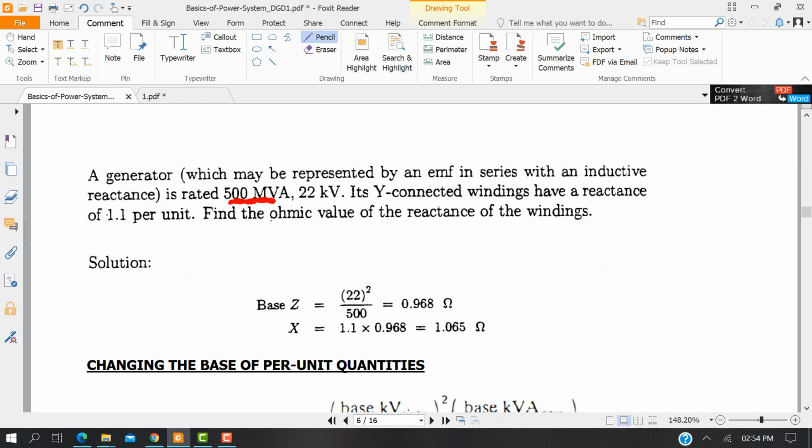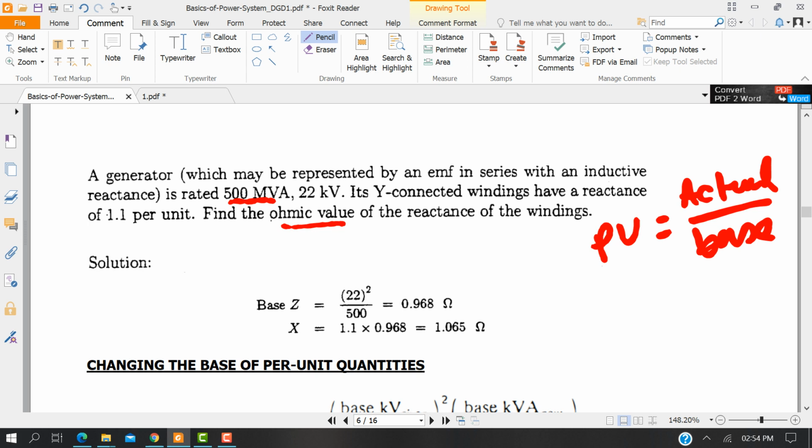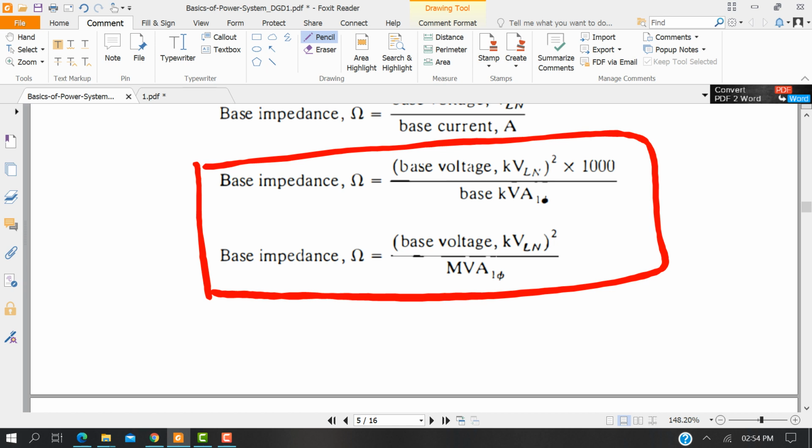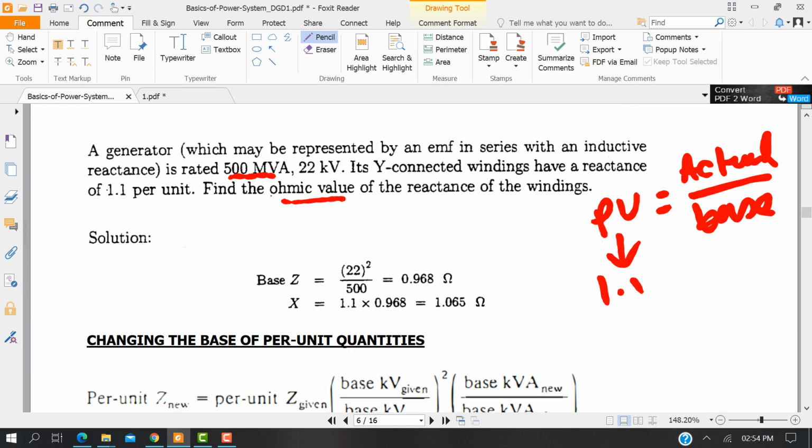So we have to find the ohmic value, I mean the actual value. We know per unit equals actual divided by base. First of all we have this value, 1.1, and the base impedance can be expressed as kV squared over MVA. Here kV is 12 kV and MVA is 500 MVA. So just put the values into the formula and we'll get the ohmic value.